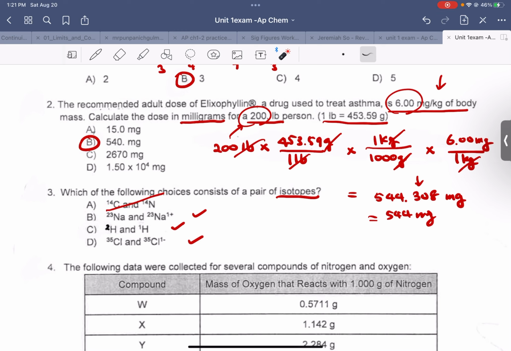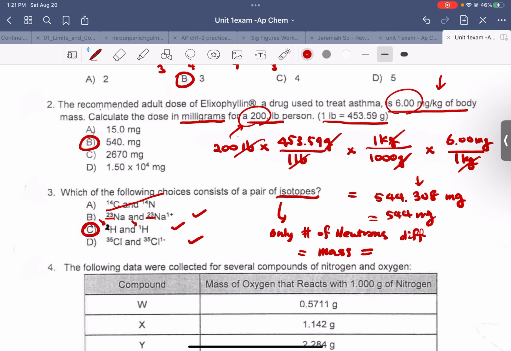So if you look at the answers, this one should be C, because the mass is 2 and this is 1. But for the other one, the mass is 23 and 23, the same, so that doesn't show the neutrons are different. For isotopes, only the number of neutrons is different, which means the mass number is also different.